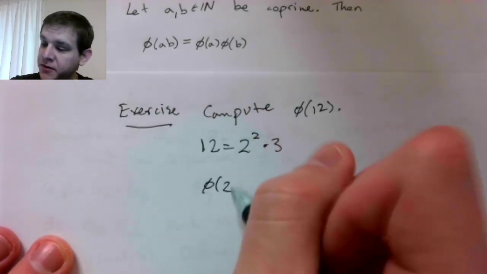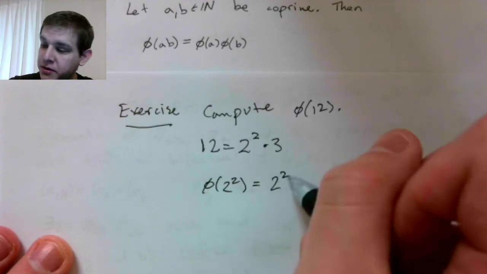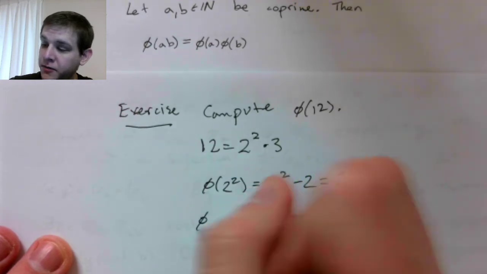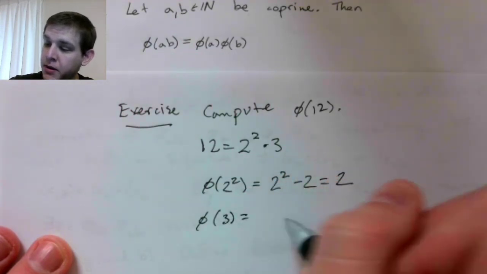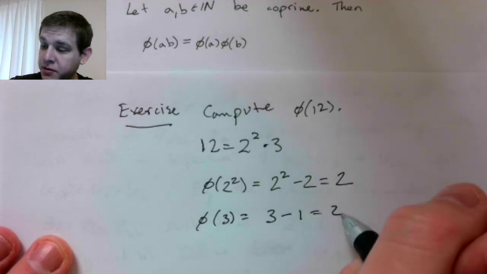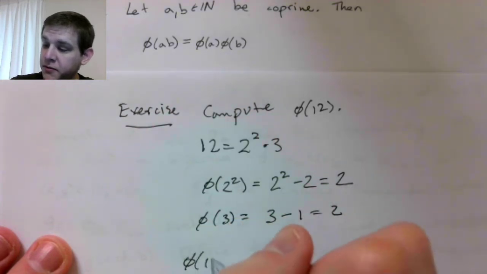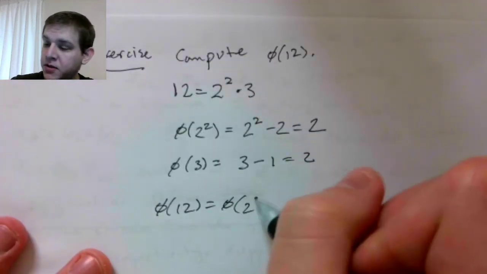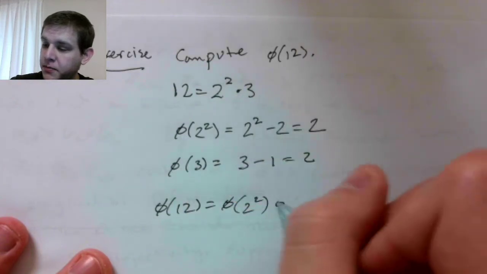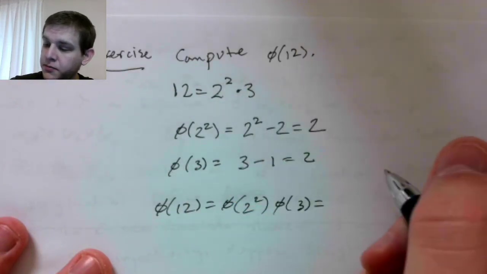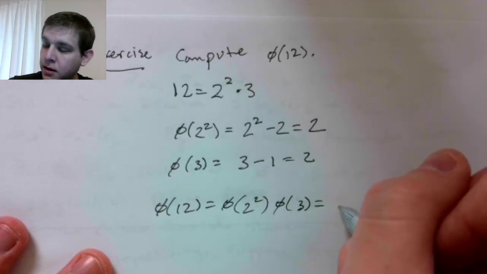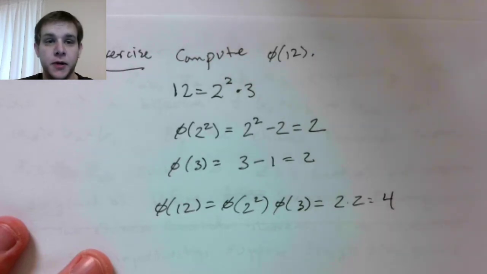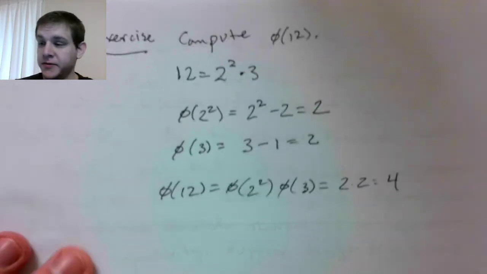Phi of 2 squared by the first theorem is 2 squared minus 2, which is just 2. And phi of 3 is just 3 minus 1, so it's also 2. So phi of 12 should be the product of these two things, right? Because 2 squared and 3 are coprime. So this is going to be 2 times 2, which is 4. So I expect to find 4 elements which are coprime to 12.